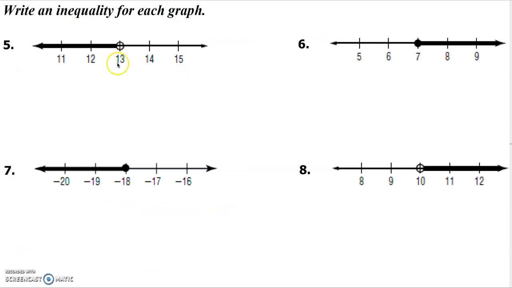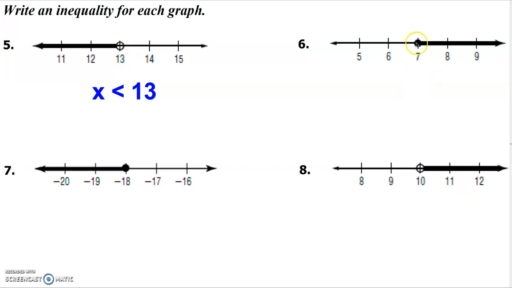Here we're given the graph and we want to write the inequality. So for number 5, we have all the numbers shaded that are to the left of 13. Those are all the numbers that are less than 13. We also see that we have an open circle at 13. This means that all of our x values, or whatever number is a solution for this inequality, has to be strictly less than 13. We don't have or equal to because it is an open circle.